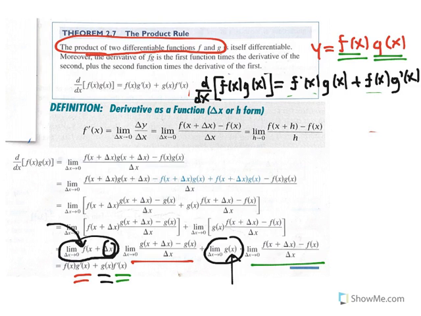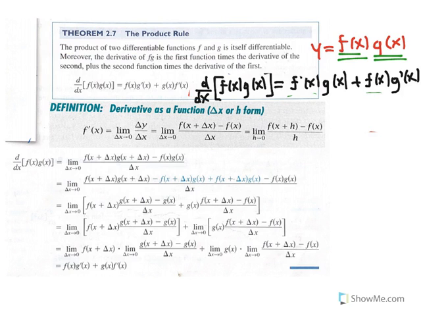differentiability implies continuity, and if delta x is going to 0 for the continuous function f, if the input values are getting closer to x, then the output values will be getting closer to f of x, because f is a continuous function. So this limit is just f of x, and here we have the product rule. So that completes the proof of the product rule.